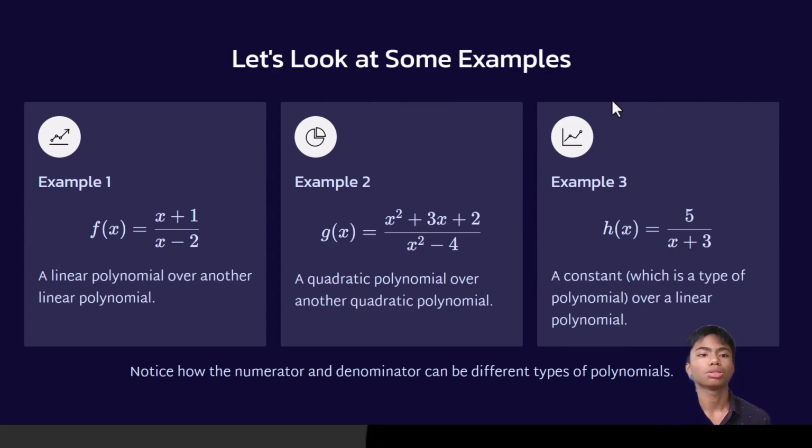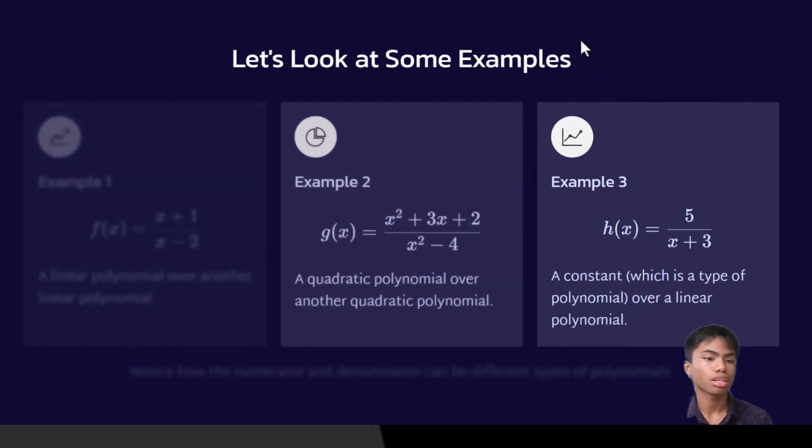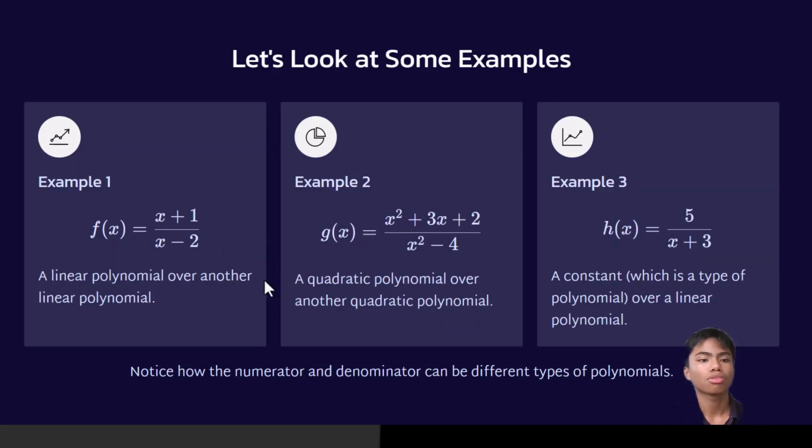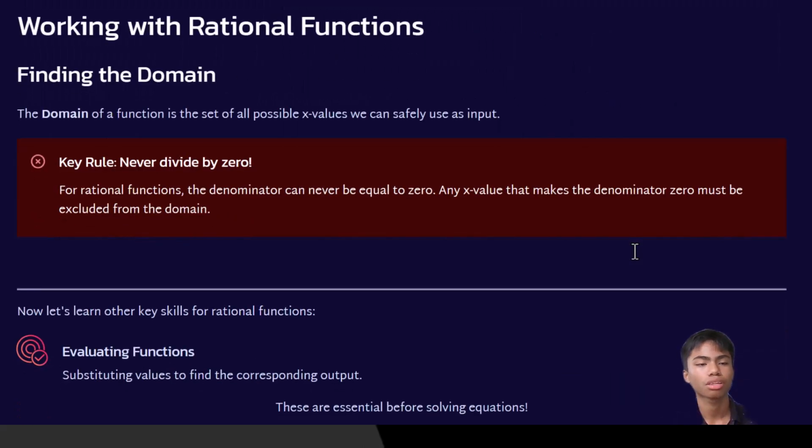Let's look at some examples. In example 1, a linear polynomial over another linear polynomial: f of x is equal to x plus 1 over x minus 2. In example 2, we have g of x is equal to x squared plus 3x plus 2 over x squared minus 4, a quadratic polynomial over another quadratic polynomial. In example 3, we have h of x is equal to 5 over x plus 3. Notice how the numerator and the denominator can be different types of polynomials.